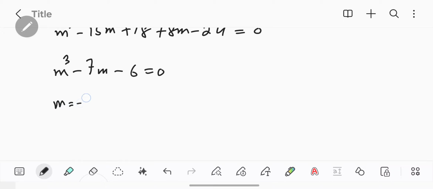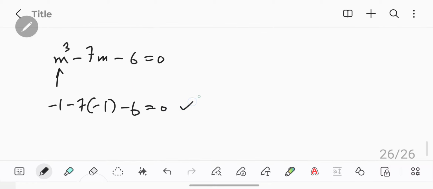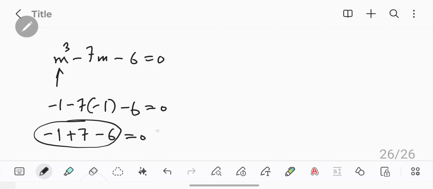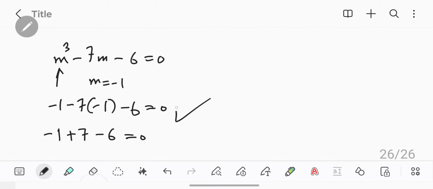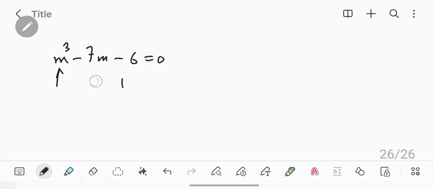If I put m is equal to minus 1 here, then minus 1 cube is minus 1, minus 7 times minus 1 minus 6 is equal to 0. This is, I think, correct, because minus minus is plus, plus 7 minus 6 is equal to 0. Since this is also equal to 0 and this is also equal to 0, that means m is equal to -1 is the correct guess, okay? Because it satisfies our equation. So our first root is m is equal to -1, okay?